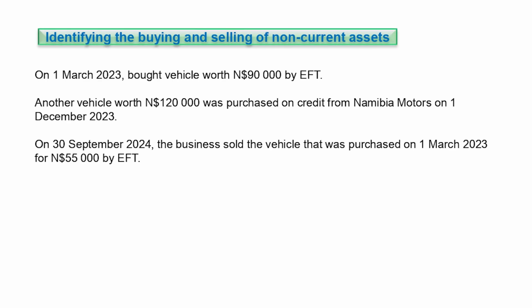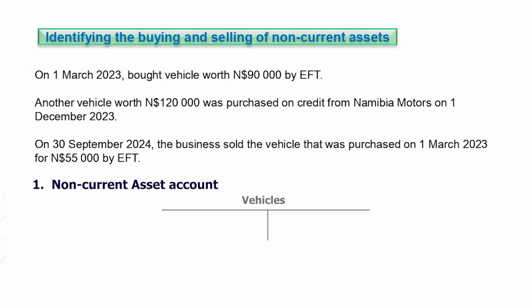There are four accounts that you are going to deal with. The first account that you are going to deal with is the asset account. Now, the asset account that we need to start with here is the vehicle account. What are the guiding principles of the asset account? The vehicle, which is an asset, increases on the debit side and decreases on the credit side.